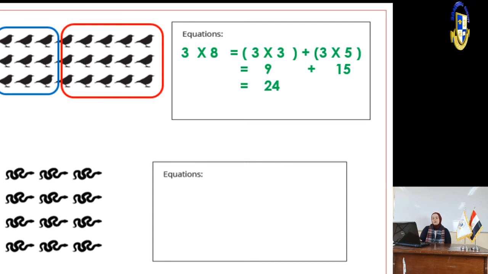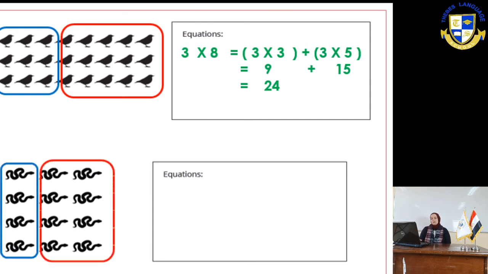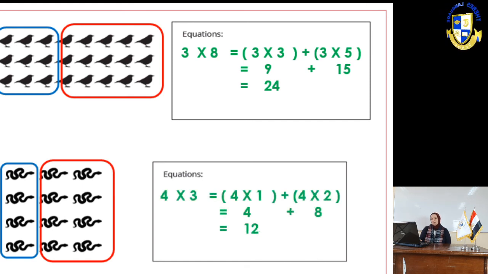Another array, we have 4 rows of snakes, 3 columns. We are going to break the columns into 2 parts, one with 1 column and the other one will be 2 columns. Okay. So 4 times 3 equals 4 times 1 plus 4 times 2. 4 times 1 equals 4 plus 4 times 2 equals 8. 4 plus 8 equals 12.